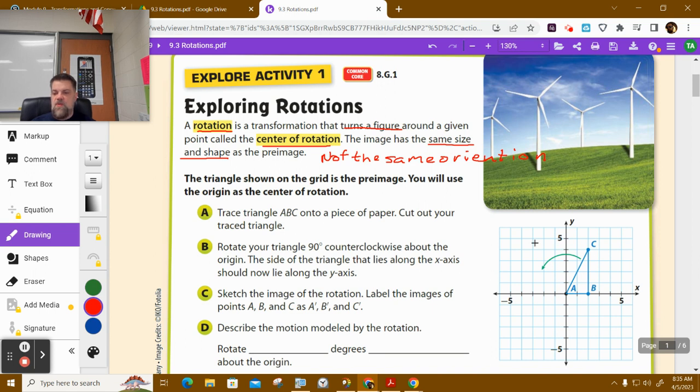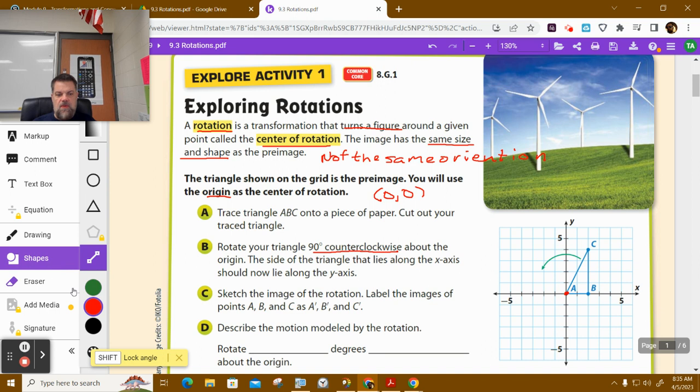So we're asked to rotate this image about the origin. What is the origin? What point is that on the graph? Yeah, it's 0, 0. When x equals 0, y equals 0. So our center of rotation is right there, 0, 0. And it wants us to rotate it 90 degrees clockwise. Counterclockwise. Thank you. Sorry.